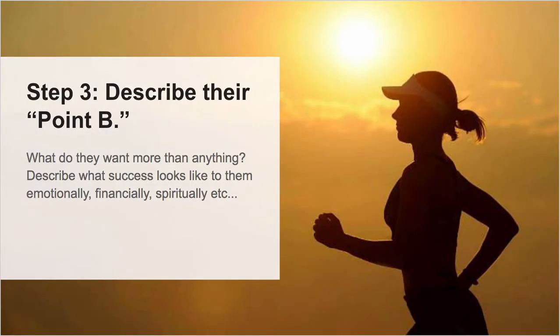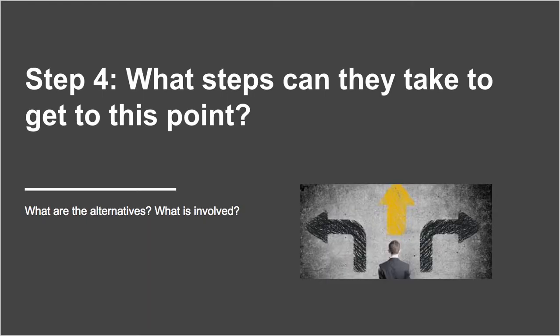So step 3 is describe their point B. What do they want more than anything in the entire world? Describe what success looks like to them, emotionally, financially, spiritually. Write out what their day looks like when they've achieved what they set out to accomplish. What impact is this going to have on their life in terms of their health, their relationships, and their wealth?